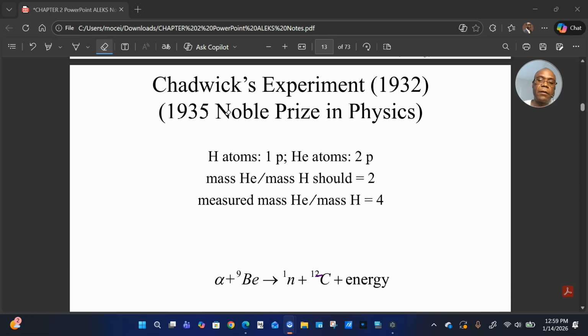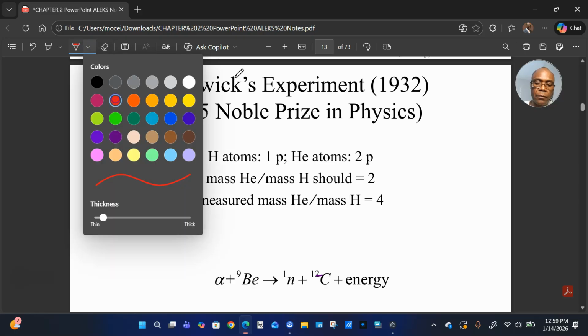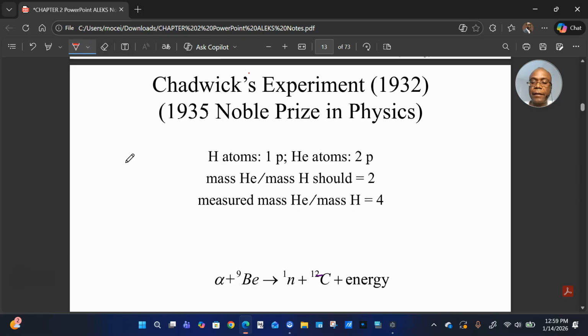After the discovery of the electron by Thomson and the discovery of the proton by Rutherford's gold foil experiment, there was a need to find the existence of another particle called the neutron, which is the third subatomic particle. There are three subatomic particles: electrons, protons, and neutrons. What triggered the need to discover this third particle was a problem, an error in calculations.